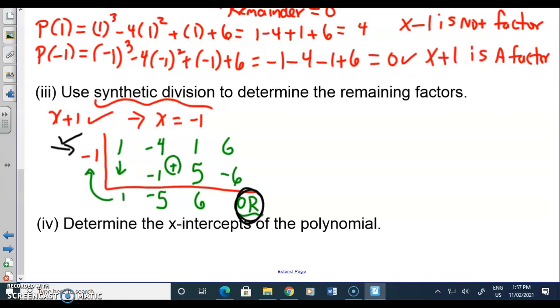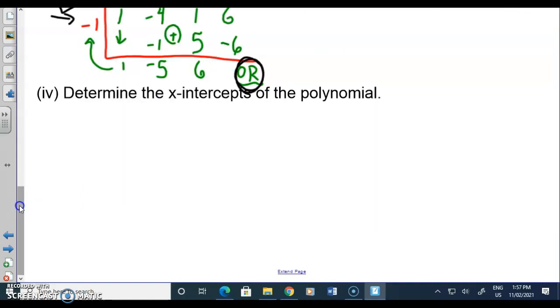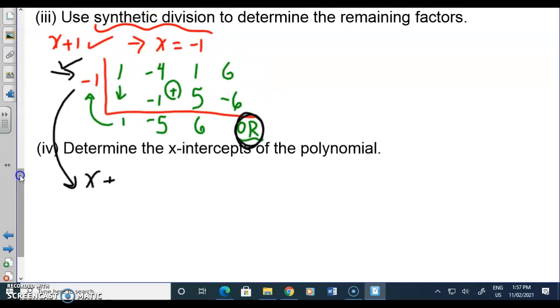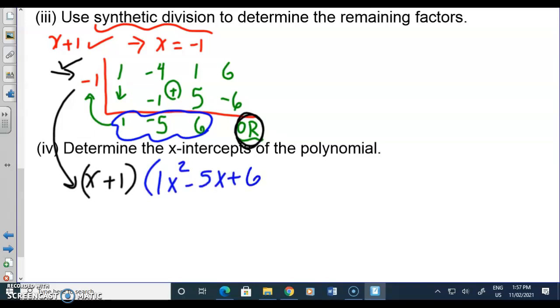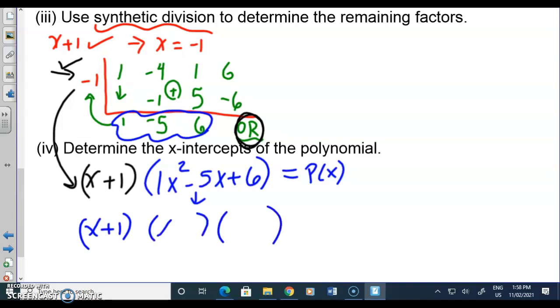Now, let's look at what we have. What are basically my factors if I know synthetic worked? If it's -1, I know x plus 1 is my factor. These are my coefficients, so I know that's my other quotient, which turns into 1x squared minus 5x plus 6. There's my other polynomial, and we know that equals p of x. And I can go further, because I know that this works out, by product and sum, to x subtract 3, x subtract 2.